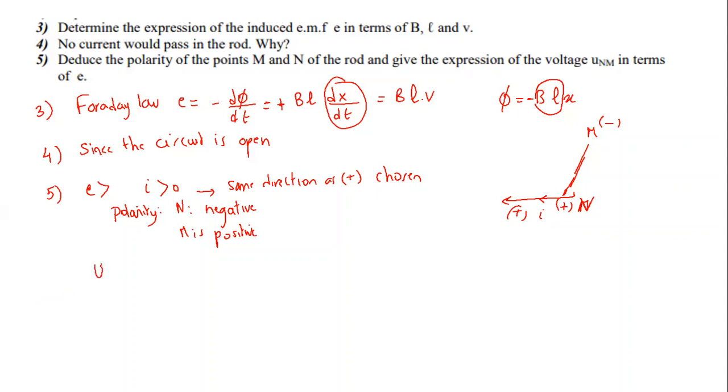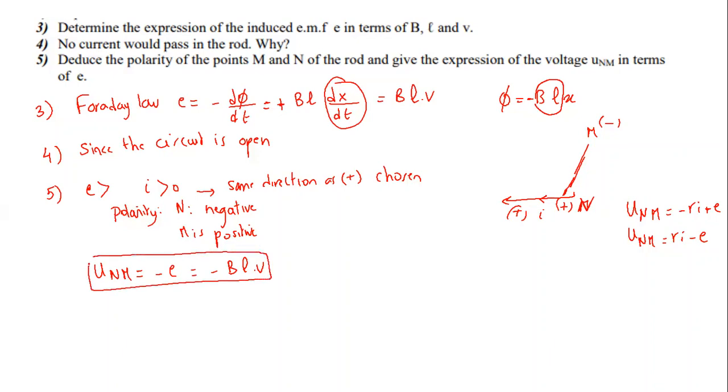So in order to find U_MN, we have U_MN equals. Now here I have U_MN and there's an open circuit. Usually if you have a closed circuit, we say U_MN equals minus Ri plus E. Here in this case, we will say that U_MN equals Ri minus E, which becomes U_MN equal to minus E, which means equal to minus B L times V. And this will be here the expression of U_MN.